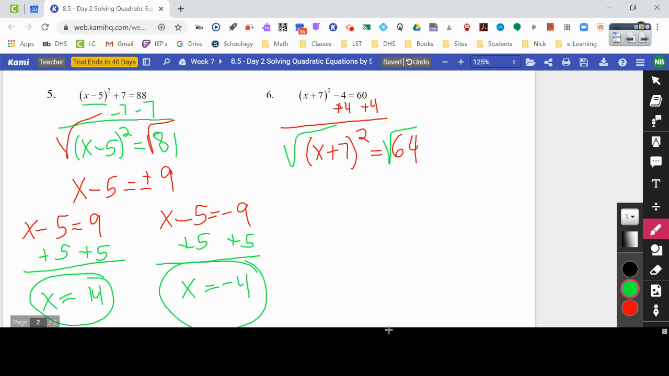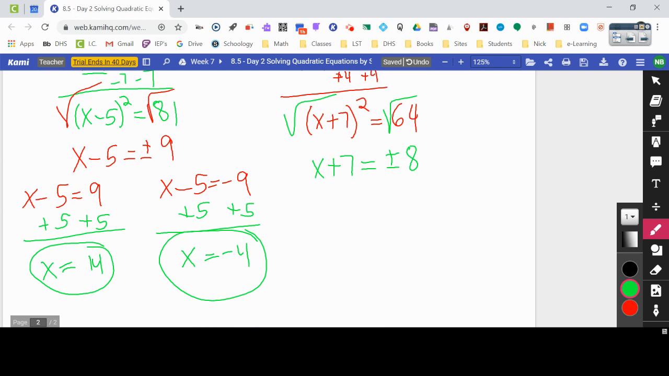All right, again, I do that to get rid of my square, and now I'm left with x plus 7 is equal to plus or minus 8, right? Because the square root of 64 is just 8. All right, now I'm ready to finish solving by making my two equations. So what are my two equations that I need to make now? That's right, we get x plus 7 is equal to 8, and we get x plus 7 is equal to negative 8.